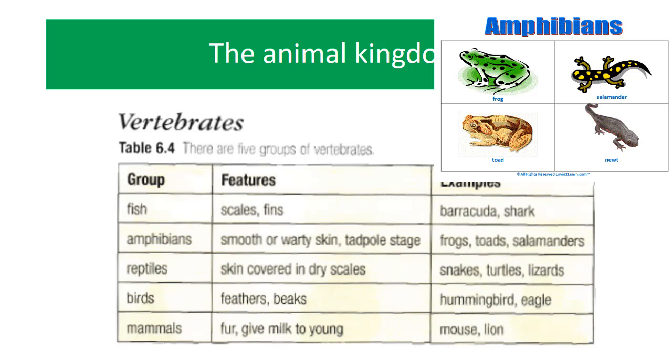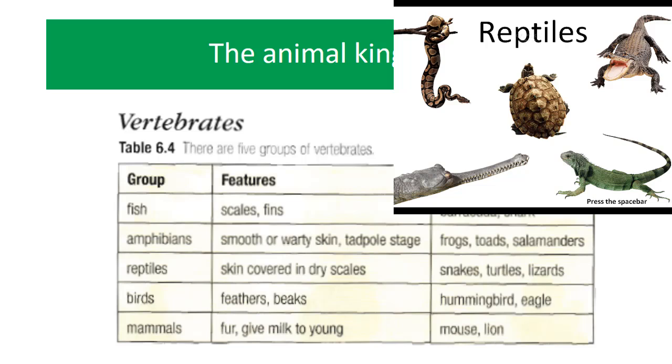The next one is amphibians, those who live a double life. Double life means they start life in water, then they continue their life on land. They have smooth skin. Some of them have tadpole stages. Frogs, salamanders, toads, they are all amphibians.